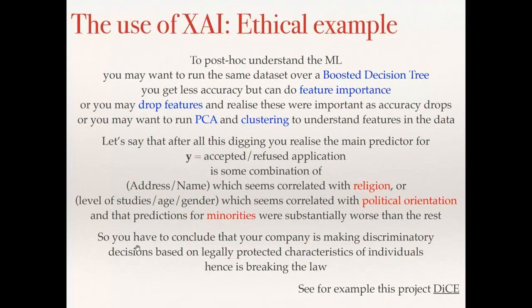So after you're digging out and trying to understand, for yourself or maybe for an auditor, what you've done and why your decisions are what they are, you realize that your company is making discriminatory decisions based on legally protected characteristics like religion or political orientation of the individuals, and hence is breaking the law. Okay? So this is going to happen whenever you use an algorithm that comes from machine learning on a data set that has to do with people, and you want to take decisions based on it: you are not going to be able to just blindly go ahead with it.